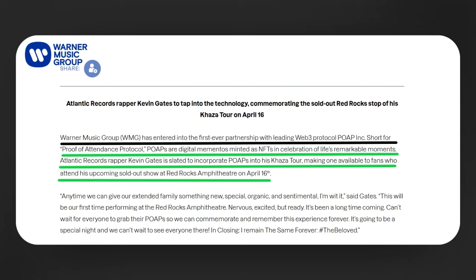That Web 3, that is the metaverse. That is the new internet we're in. Proof of Attendance Protocol are digital mementos minted as NFTs in celebration of life's remarkable moments. Atlantic Records rapper Kevin Gates is slated to incorporate POAPs into his tour. Major. Anytime we can give our extended family something new, special, or organic and sentimental, we will do it. And that's what they said from Warner Music Group.